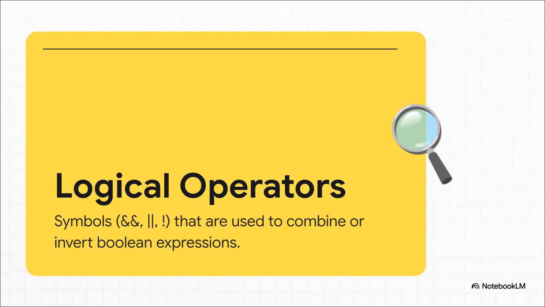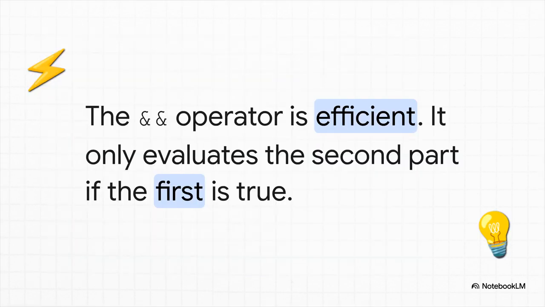So, what if you need to check more than one thing at a time? That's where logical operators come in. With the double ampersand, the AND operator, you can make sure two conditions are both true. With the double pipe, the OR operator, you can check if at least one of them is true. And that little exclamation point, that's the NOT operator. It just flips a true to a false or a false to a true. Simple, but incredibly powerful.